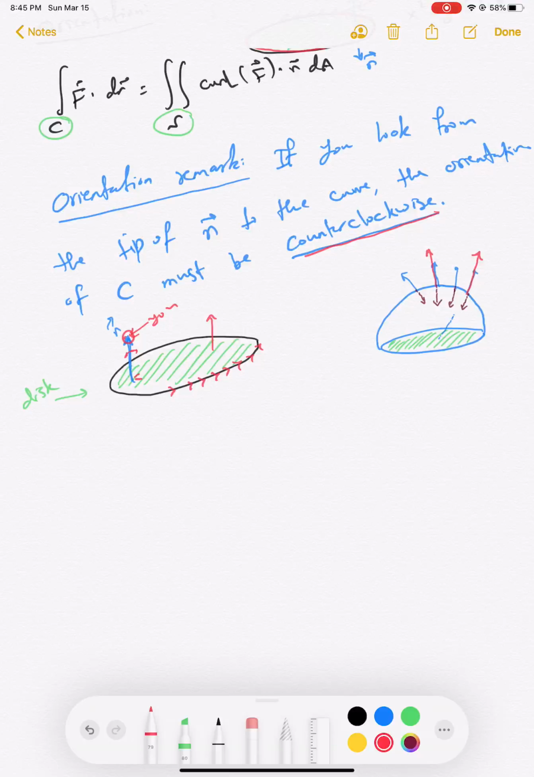So now, if you decide to go with this normal vector, imagine this is your normal vector. Again, imagine you are this guy. This is you, okay? And you are looking down. So you are up there, looking down to the curve. This is my curve, okay?